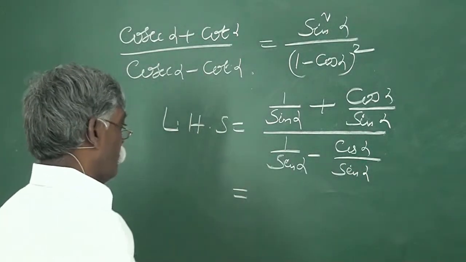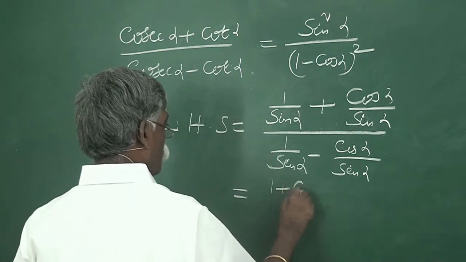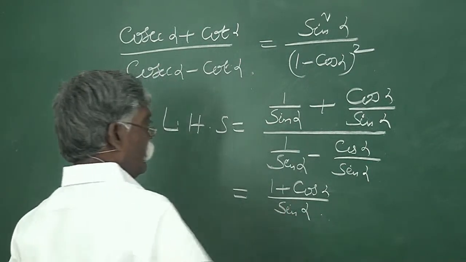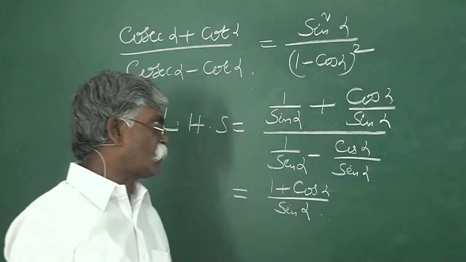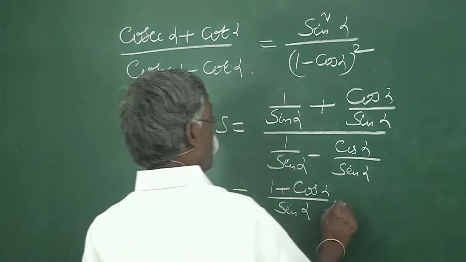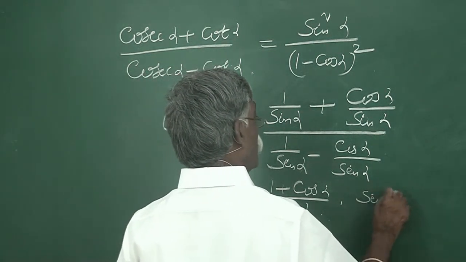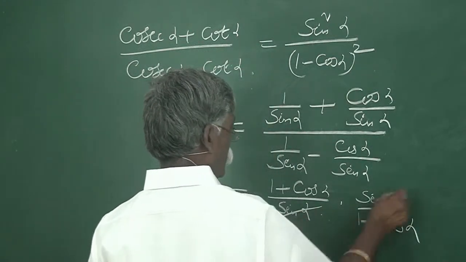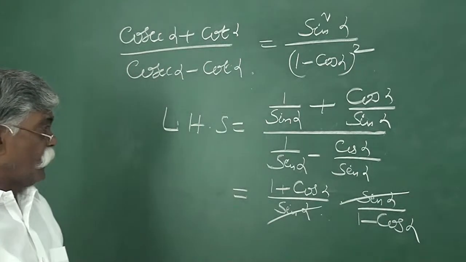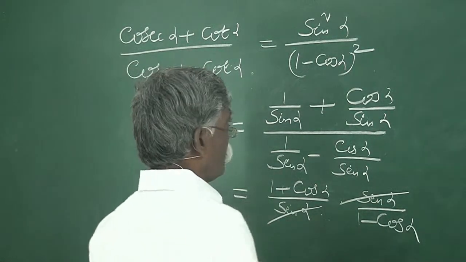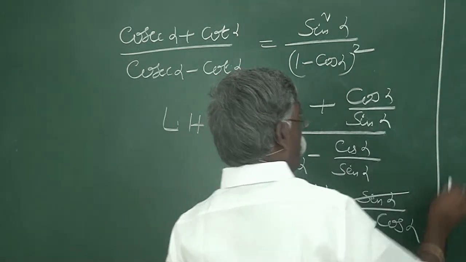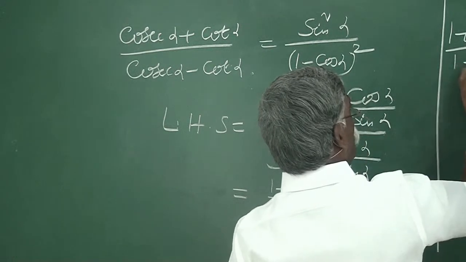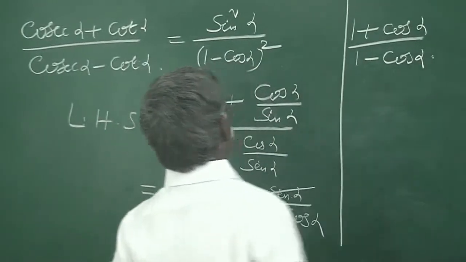Now if we take the LCM, in the numerator it is (1 plus cos alpha) by sin alpha, and in the denominator (1 minus cos alpha) by sin alpha. We will reverse it. This is sin alpha by (1 minus cos alpha). These two get cancelled. So the thing which we are left with is (1 plus cos alpha) by (1 minus cos alpha).